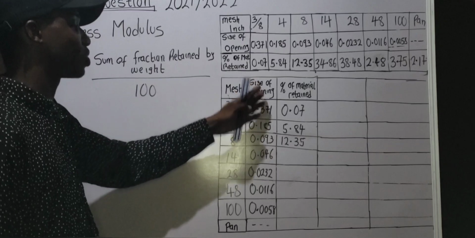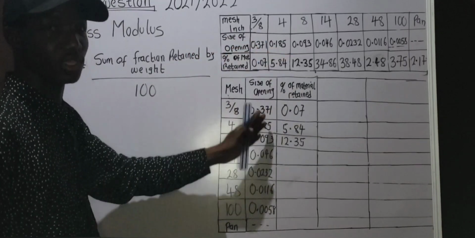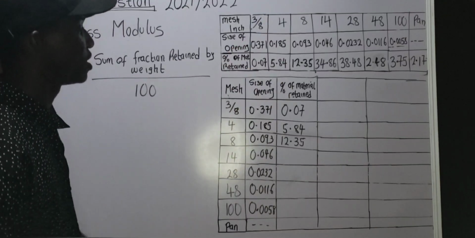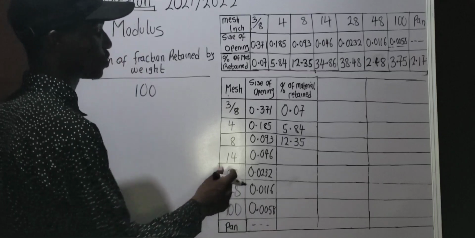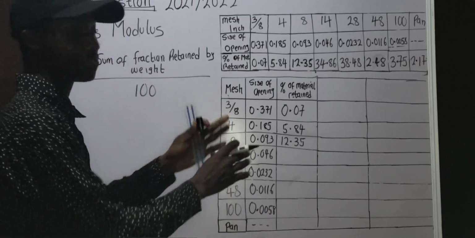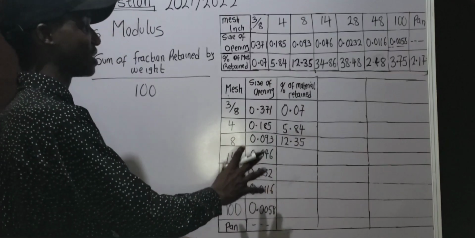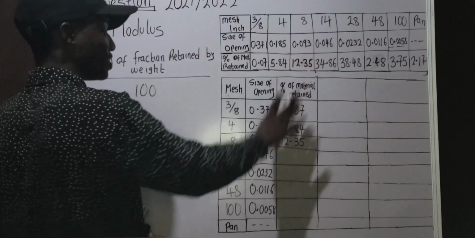And I have the size of opening. The size of opening are here also. So I just put all this in the respective cells. For the percent of material, I've not completed that one. I just want to explain that I've not done anything. What I have here is all I have here, only that I changed this to column form. They were in rows, so I changed it to column.